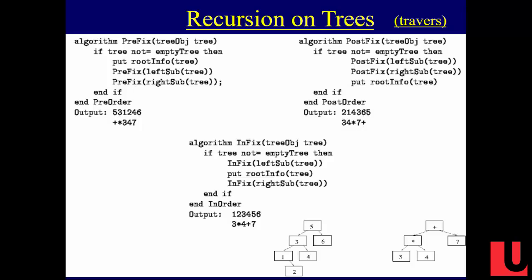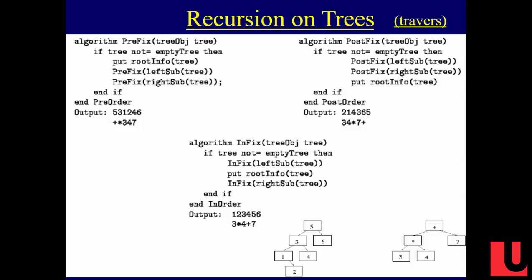You say 3. See how I'm tracing this out? You say 3, and you recurse. You say 1, and then you don't recurse, right? And then you come down and say 2, and 4 and 5, right? Over here you say plus, times, 3, 4, 7, right?